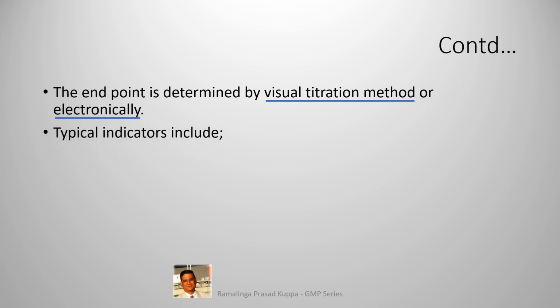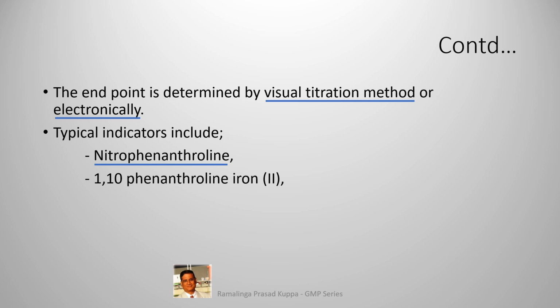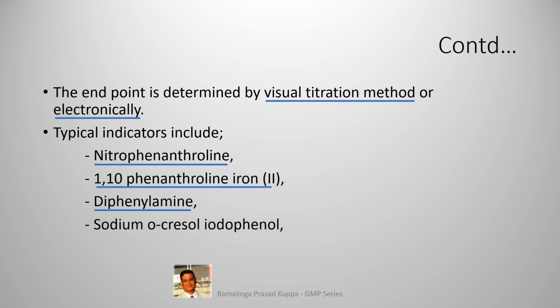Typical indicators include nitrophenanthroline, 1,10-phenanthroline iron(II), diphenylamine, sodium orthocresol indophenol, and methylene blue. These are typical indicators used for redox titrations.